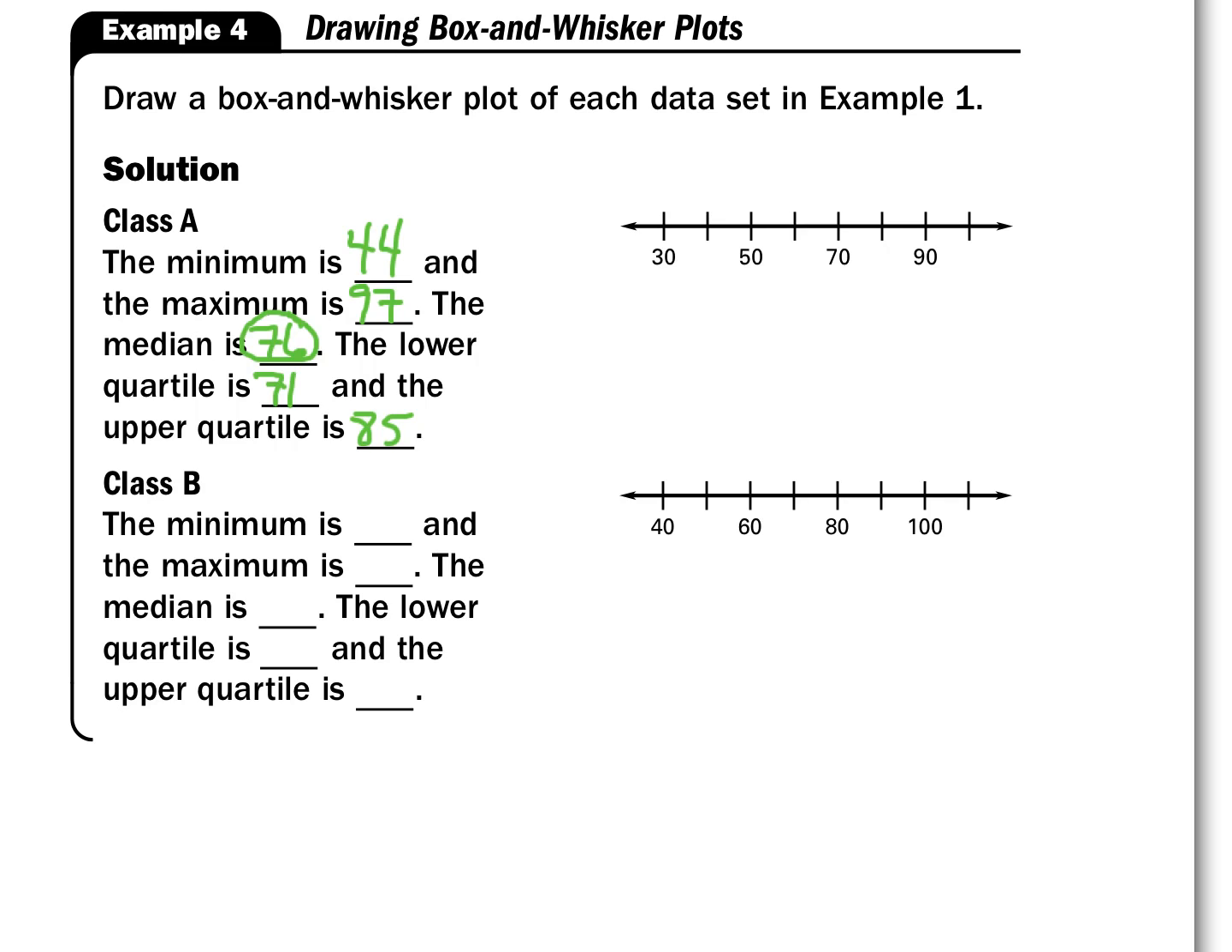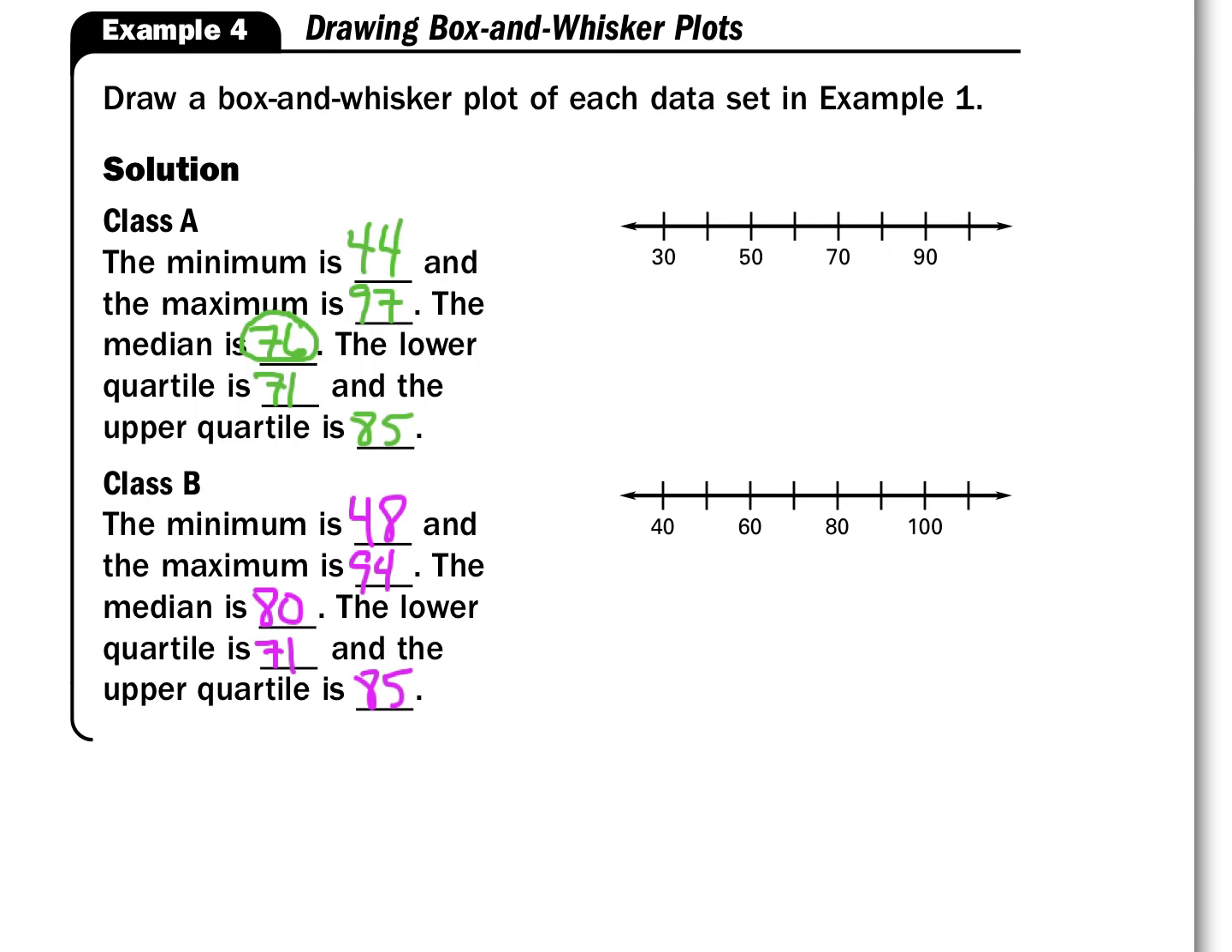Okay. For class B, the minimum was 48. The maximum was 94. The median is 80. The lower quartile, 71. And the upper quartile, 85. So notice that the upper and lower quartile for both of the data sets happens to be the same.